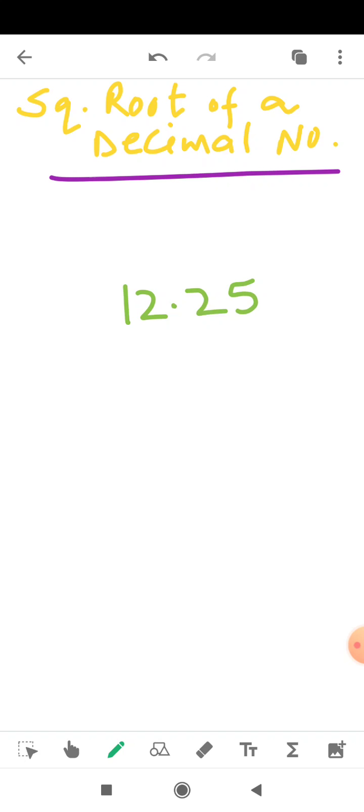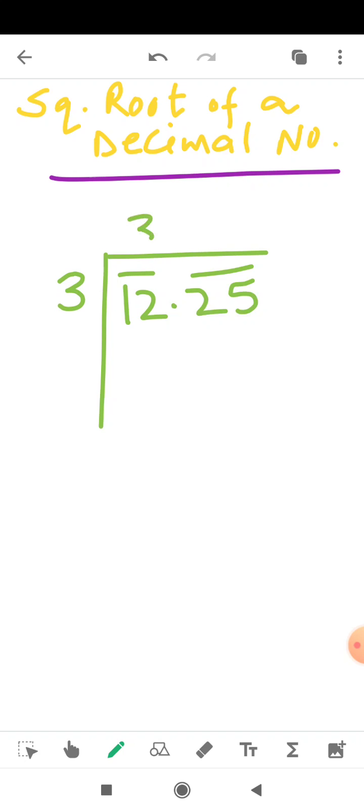So we start by making pairs, starting from the last digit this way, right? And then the same procedure will follow. We will think of a square number which, when multiplied by itself, gives a number less than or equal to 12. This gives 3. Now this number is multiplied by 2 and we get 6 here.